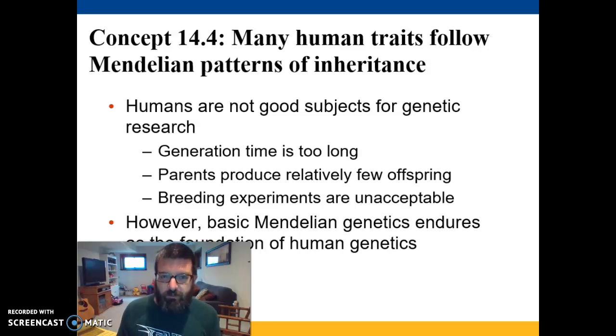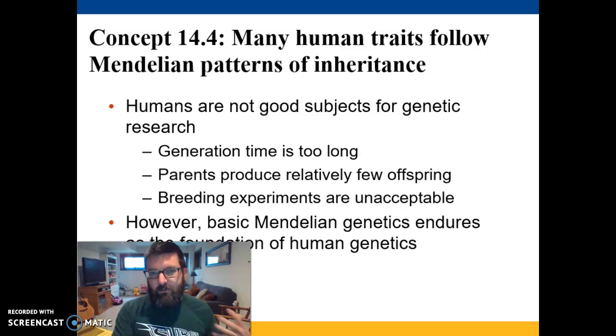Well, you could probably imagine our generation times are pretty long. So if you want to wait from one generation to the next, it takes you 20 or 30 years instead of a couple of weeks in the case of a fly. Also, instead of producing dozens or hundreds of offspring, humans produce relatively few. And then, you can imagine some ethical implications of doing breeding experiments with humans. So, how do we manage to study human genetics?